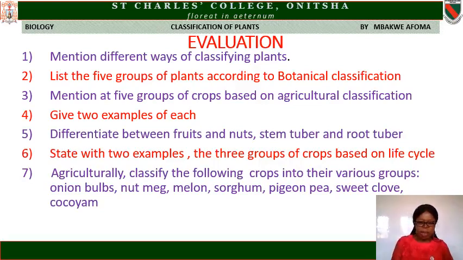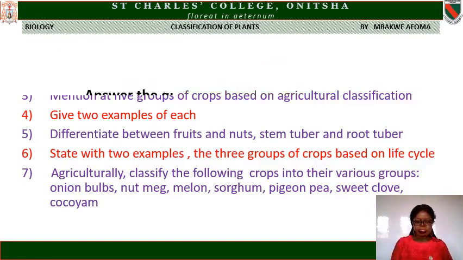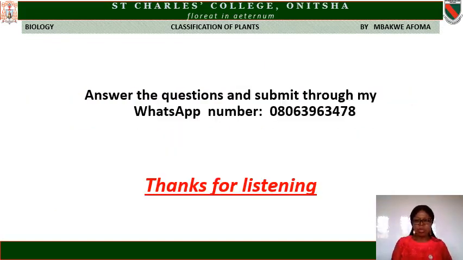Right? Then number 7, agriculturally classify the following crops into their various groups. We have onion bulbs, we have nutmeg, melon, sorghum, pigeon pea, sweet clover, and cocoyam. All right? Answer those questions and submit them through my WhatsApp number, which is 080 639 63478.